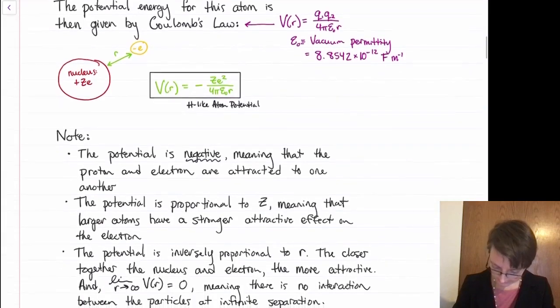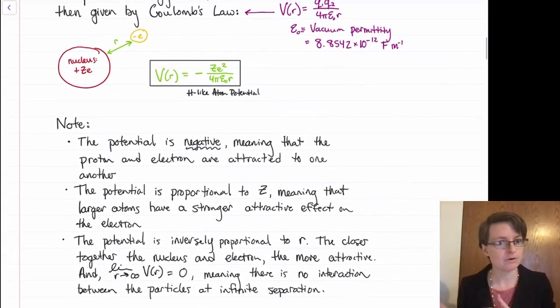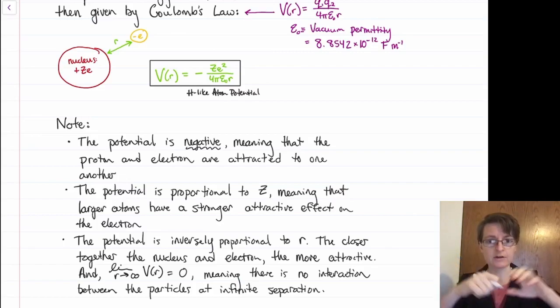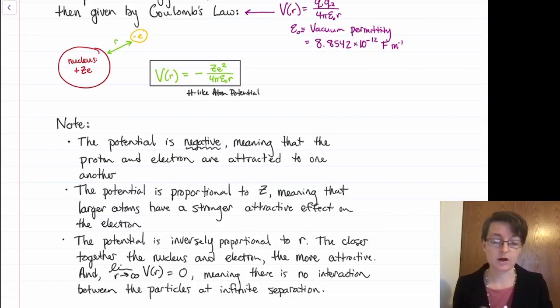Now, there are a couple of things that I want to say about this potential that apply both to classical and quantum mechanics before we move on. The first thing I want to note is that this potential is negative. Considering when this potential would be zero, the zero of energy is when our electron and our proton are infinitely far apart from one another. So as r approaches infinity, this potential goes to zero. As the two particles come together, there's a lowering of energy, and that means that the proton and the electron are experiencing an attractive interaction.